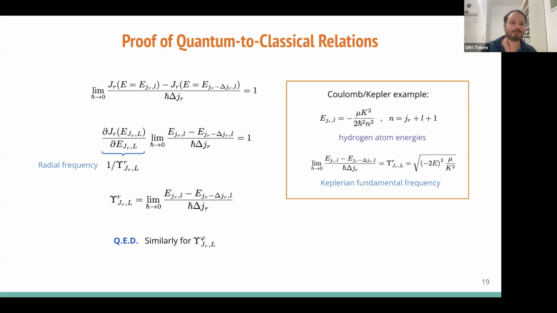But just for general amusement, let's see what happens in the hydrogen atom. You take two energies of the hydrogen atom, you take their difference, and you take this limit. And lo and behold, you get the Keplerian fundamental frequency. So whenever I teach quantum mechanics from now on, I'm going to show this to the students. I think it's understandable enough. Questions?